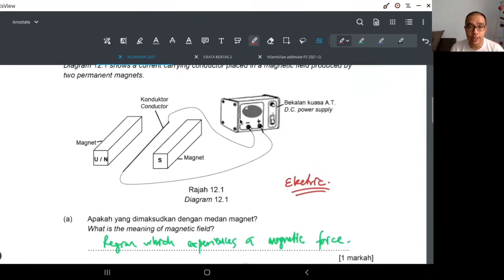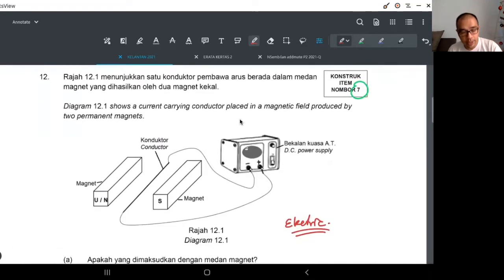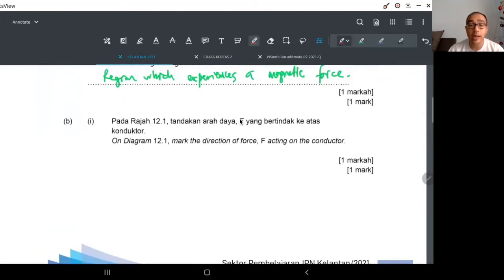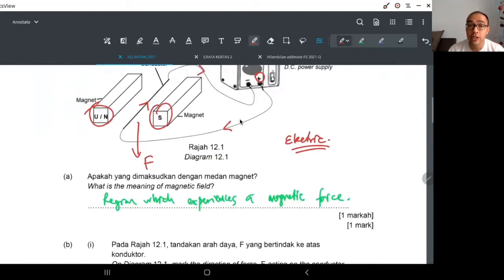So based on this, okay, so we look at this. Current flows from positive to negative. So this is the positive, so it's going to go inwards. Okay, if you follow the line, it's going to flow here. North is here, south is here. So you position your hand in such a way, and you will find that the force is going downwards. Okay, so you mark downwards and the direction with a F. So the conductor is going to move downwards.